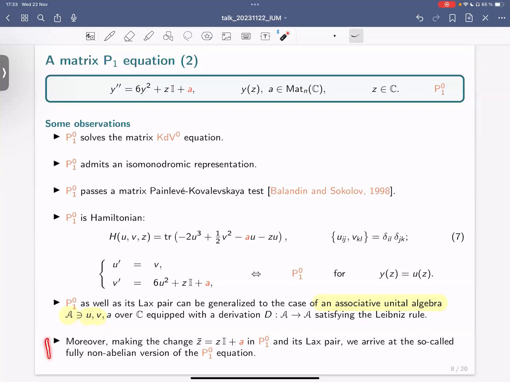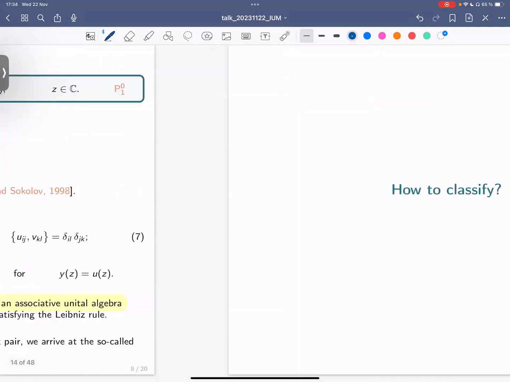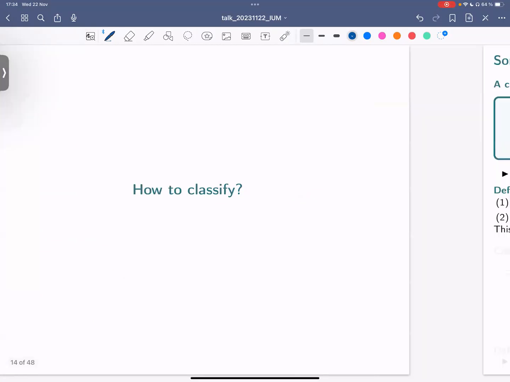Here we have a small remark that thanks to this non-Abelian parameter A, we can introduce a new variable Z bar in order to write down the so-called fully non-Abelian version of the Painlevé 1 equation. After this change, this becomes just Z bar. And now we have the following question. What about other Painlevé equations and how to implement non-Abelian parameters into them? So, how to classify them?